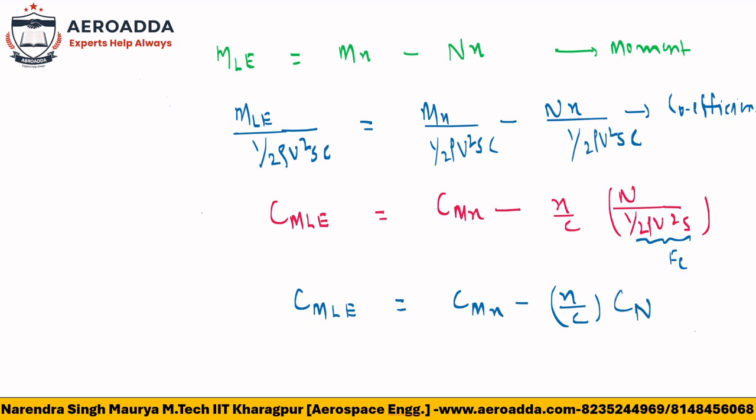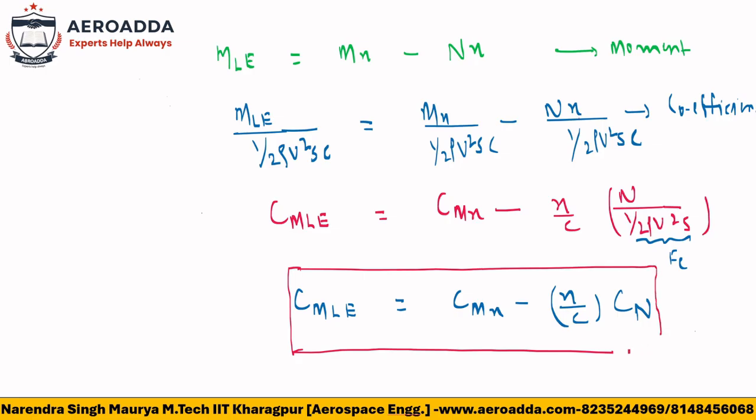Now, force coefficient, just like Cl and Cd, we have Cn here. So Cn is the normal force coefficient, just like Cl is the lift coefficient and Cd is the drag coefficient. So this is very important, you just make a note of it. This is the coefficient of the moment, or moment coefficient, you are calculating. Check it now: Cn is nothing but the normal force coefficient. This is a very important analysis.